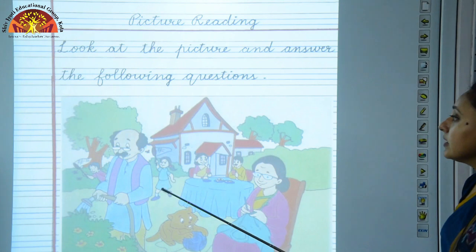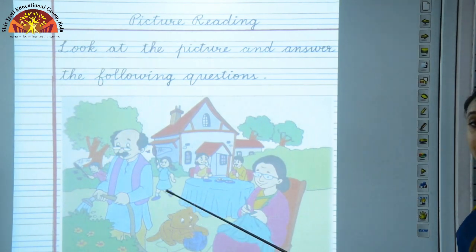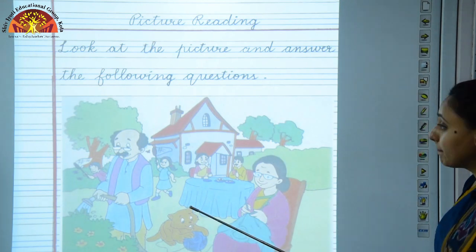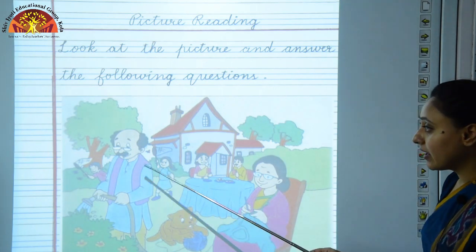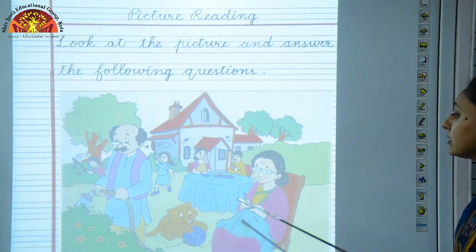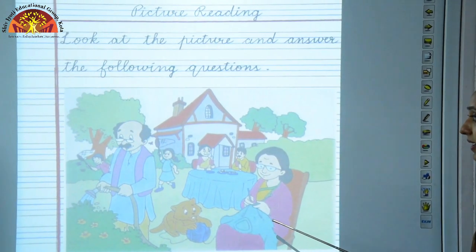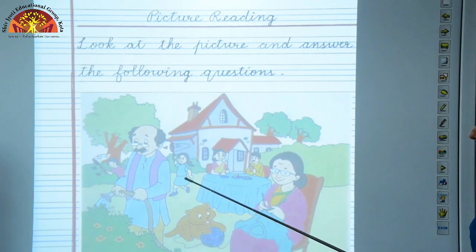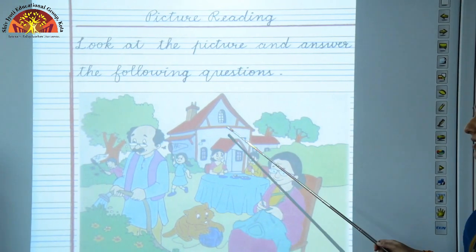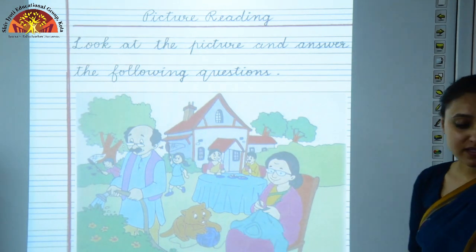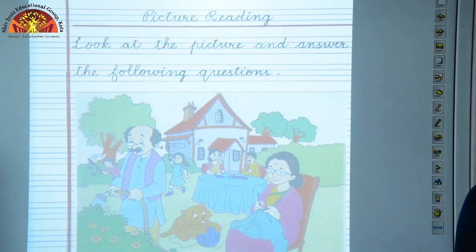Look here children, this is the picture of a family. They are enjoying their day in a park. Here grandfather is watering plants, cat is playing with wool, grandmother is knitting a sweater, parents are enjoying their tea, children are catching a bee there, and this is the picture of a house. So we have observed. Now we will answer a few questions regarding this picture.